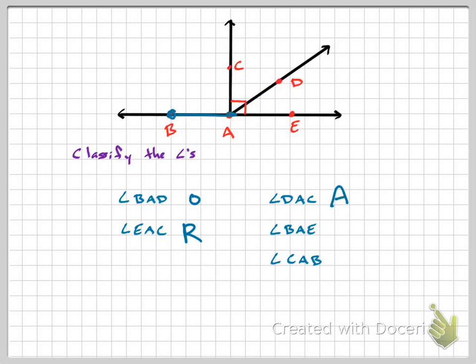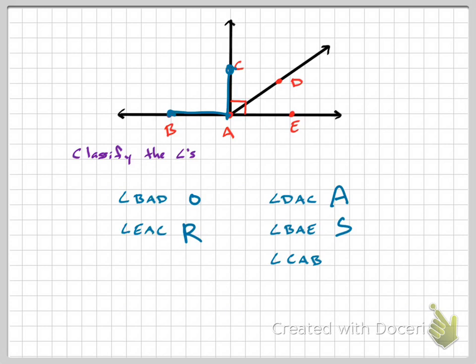BAE, B to A to E. AB and AE are opposite rays, so that would be a straight angle. And then CAB, C to A to B. Now this is kind of like next level.